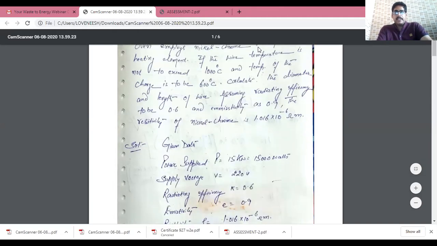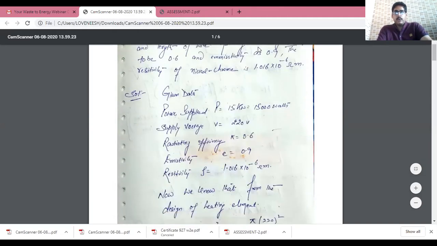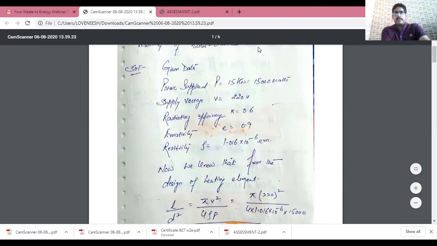So based upon this given data, first of all, the power supplied P is equal to 15 kW. I convert this 15 kW into watts, so it will be equal to 15,000 watt. The supply voltage is 220 volt. The efficiency is equal to 0.6 or 60%. The emissivity is equal to 0.9. The resistivity of the nickel chromium wire is 1.016 into 10 to the power minus 6.